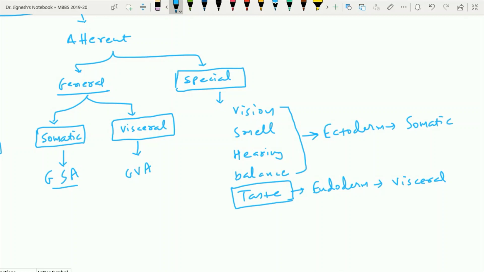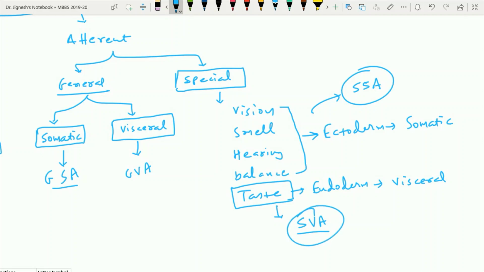So we can say the fiber which is responsible for carrying the taste sensation should be called the special visceral afferent fiber, while the fiber of any cranial nerve which is responsible for carrying vision, smell, hearing or the balance sensation is called the special somatic afferent component.